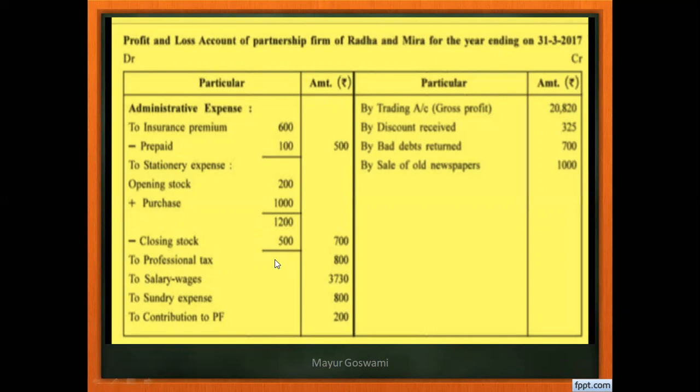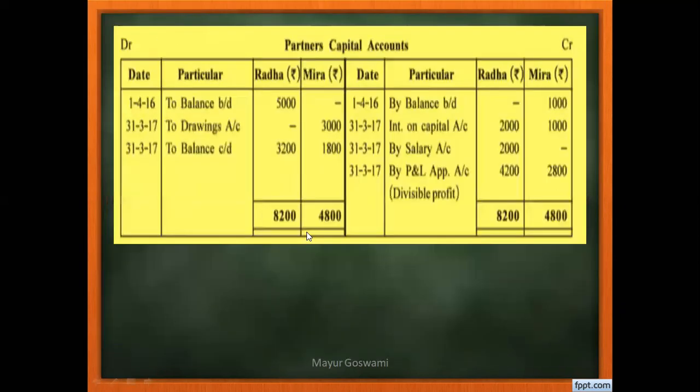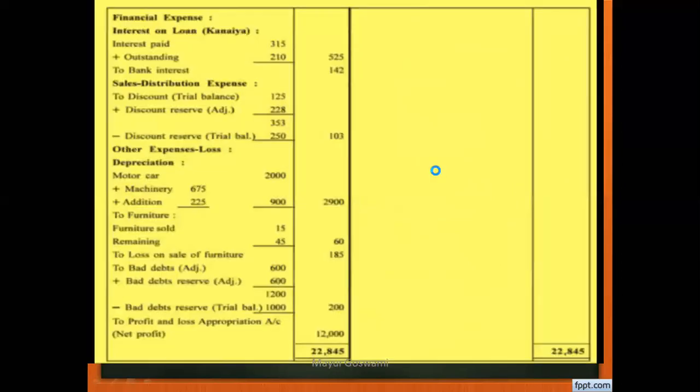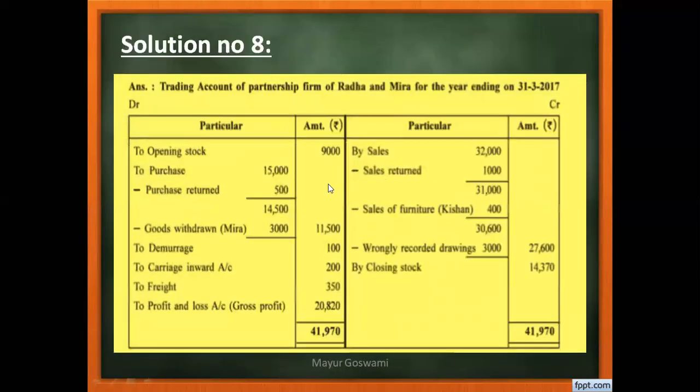Then patent and trademark, it's our asset. Come to the balance sheet asset side, write down patent in the outer column 4000, and then after trademark in the outer column 5000. Then we have carriage inward. Come to the trading account debit side. Carriage inward, which is 200 rupees.